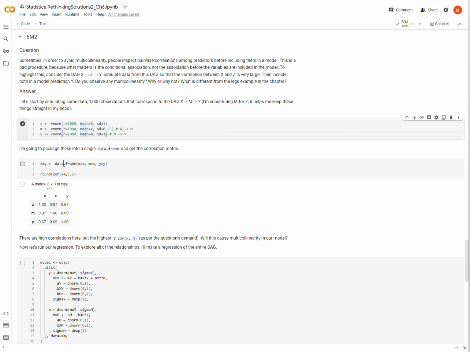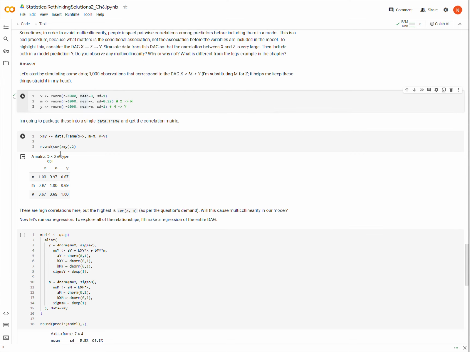I'm going to package all of this into a data frame. Then I'm going to get the correlation matrix for the data frame, which is why I put it in the data frame in the first place. I have the correlation between x and x, which is always 1, of course, x and m, which is very high, and x and y, which is reasonably high. Then I also have the correlation between m and x, which is the same as x and m, and m and y.